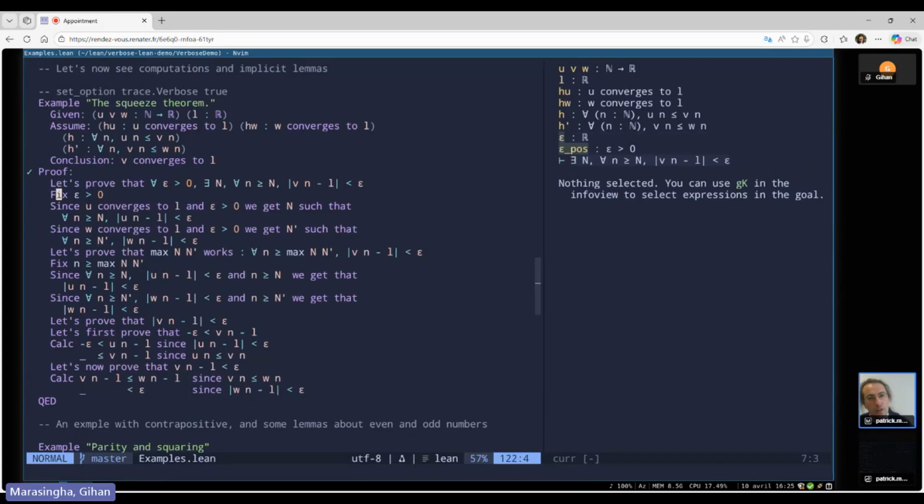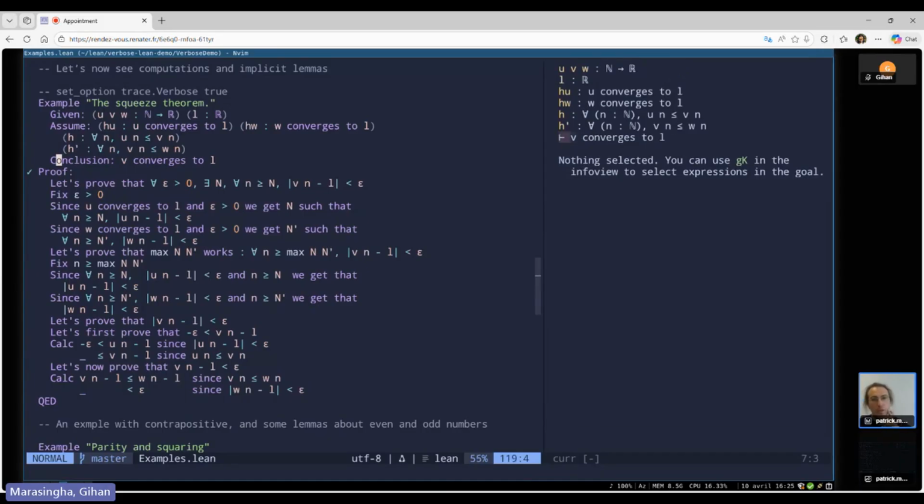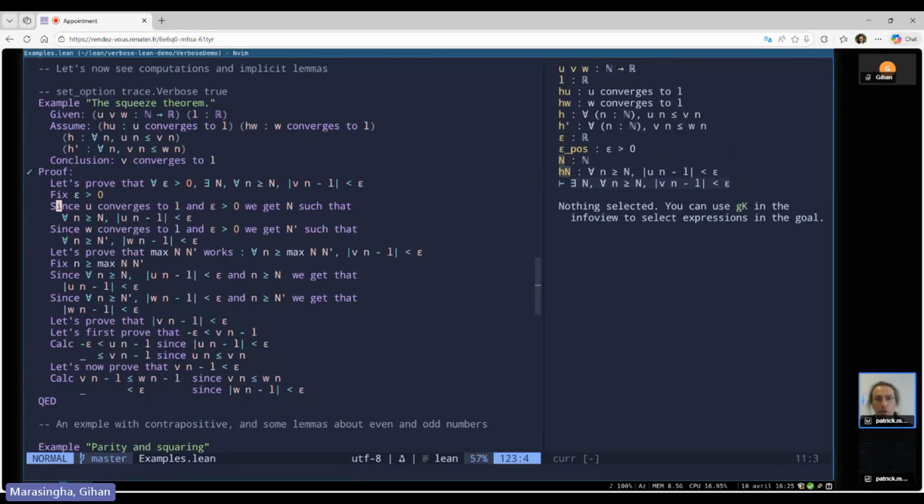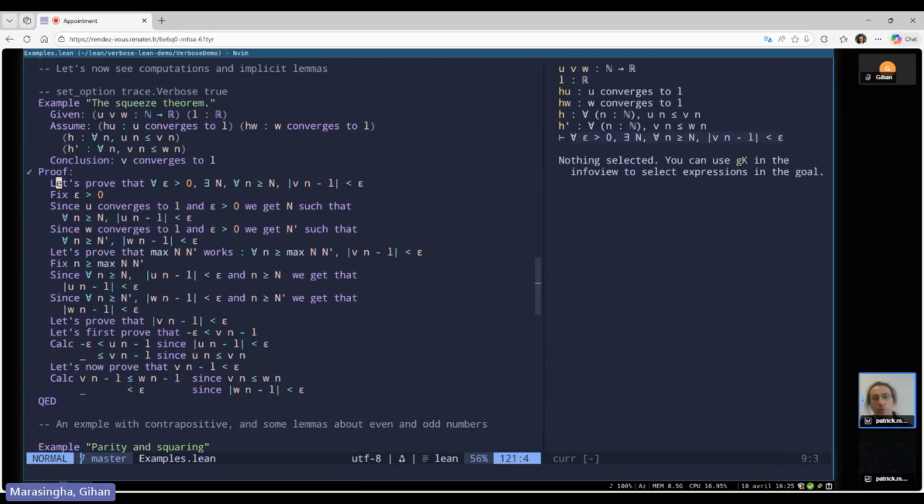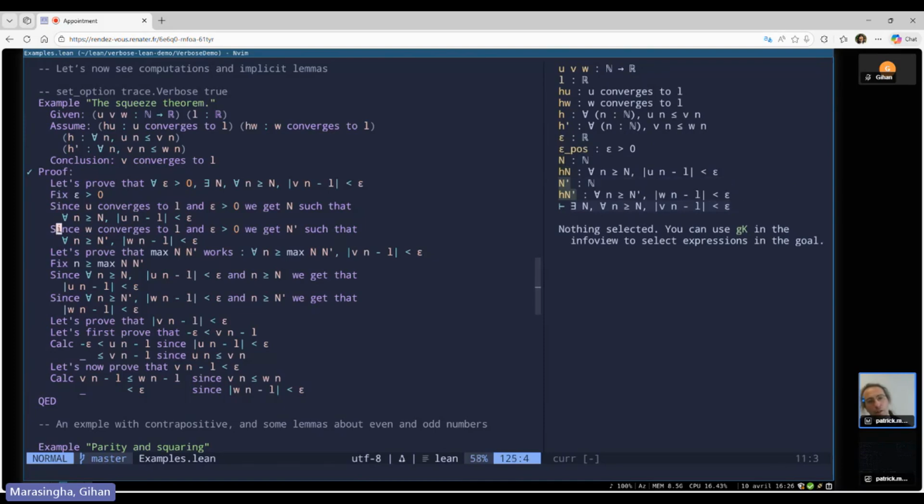So here I'm proving the squeeze theorem. I've got two sequences of real numbers converging to the same limit L, and I assume a third sequence V is squeezed between U and W, and the conclusion is V converges to L as well. In the beginning, it looks like I'm only doing intro, or that first line would be only a change, second line would be an intro, I mean two intros and two R cases.